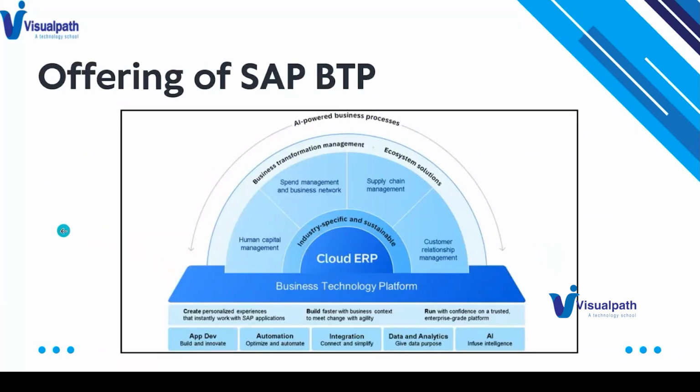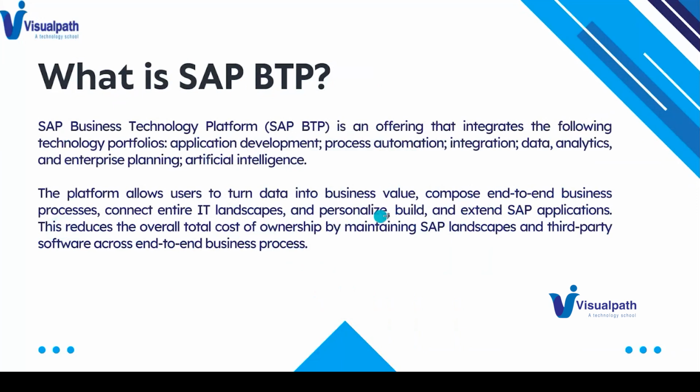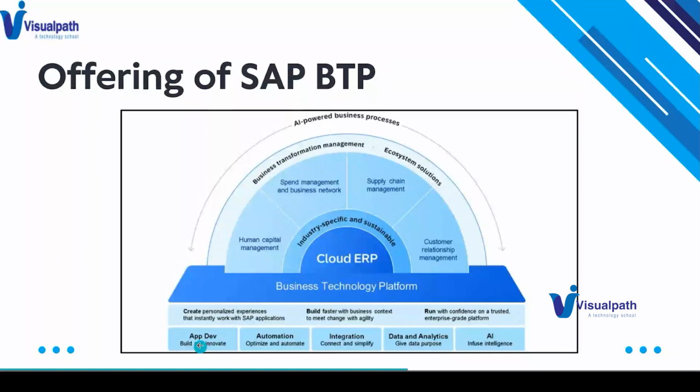So as I told you, it's a technology stack. It has application development, automation, integration, data analytics, and artificial intelligence. When it comes to application development, it has different solutions for each and every component. We have SAP Business Application Studio, SAP Build Code, Build Apps, and so on and so forth. When it comes to automation, it tries to optimize or automate your code with the help of SAP Build Process Automation. When it comes to integration, we have one solution called Integration Suite and Advanced Event Mesh to connect to all the ERP systems and simplify the solution.